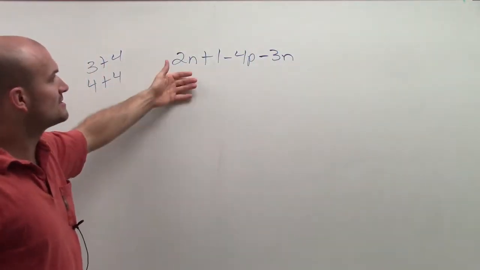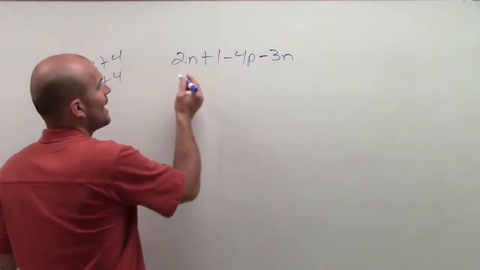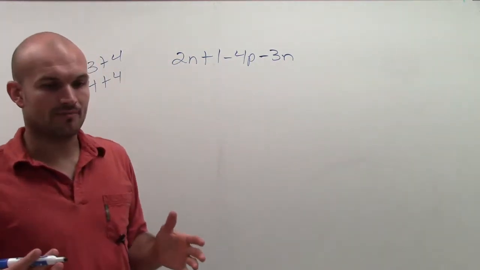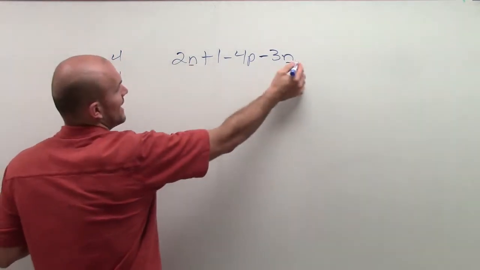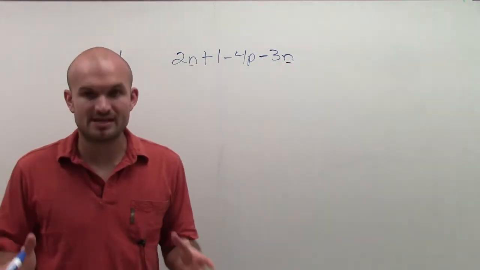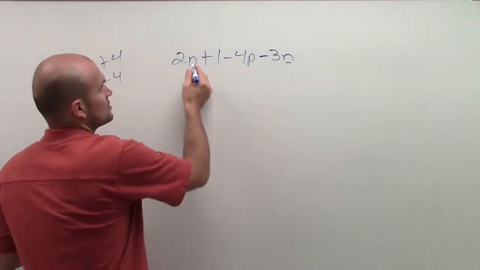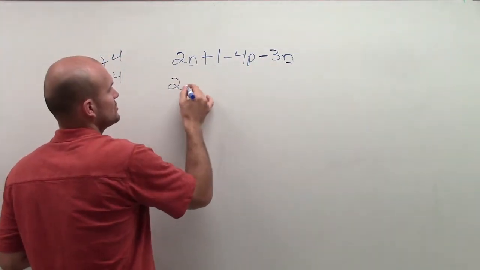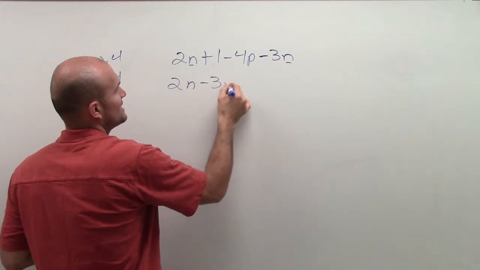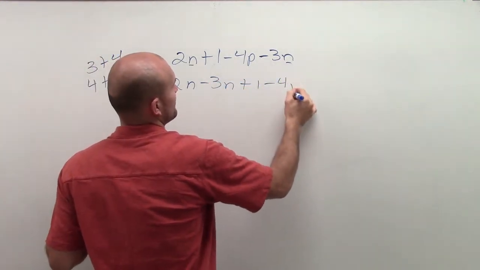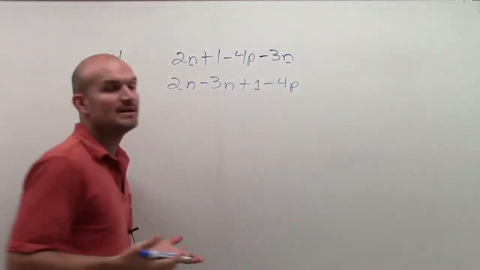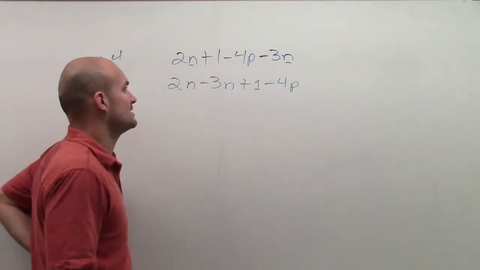So what I'm going to do is rearrange this so I can put the terms that are alike next to each other. Well, here I have an n and an n. And you want to keep the terms that have your variable factors the same. So since these are both n, I'm going to put these next to each other. So I have 2n minus 3n plus 1 minus 4p. And that's going to be all my terms that I can simply bring together.